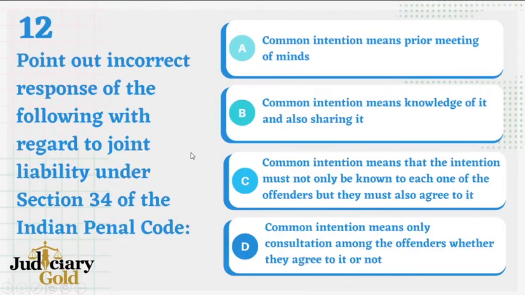Question 12. Point out the incorrect response of the following with regard to joint liability under Section 34 of the Indian Penal Code. Option A, common intention means prior meeting of minds. B, common intention means knowledge of it and also sharing it. C, common intention means that the intention must not only be known to each one of the offenders, but they must also agree to it. Option D, common intention means only consultation among the offenders, whether they agree to it or not. The answer to this question is option D.